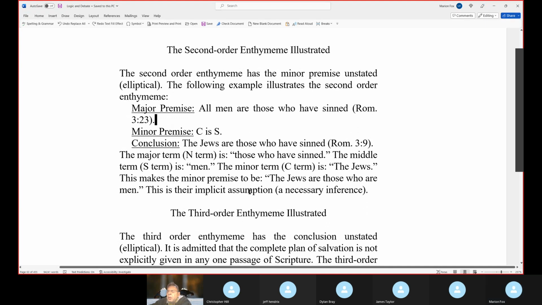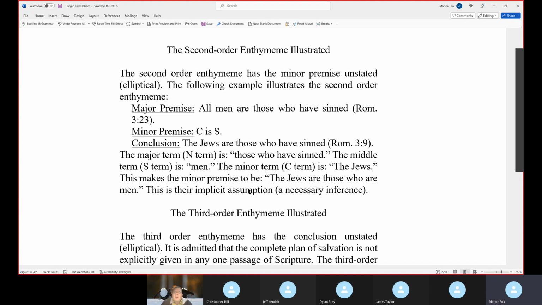And where the minor premise is suppressed, but the major premise and conclusion are there. So here we see in Romans 3:23, all men have sinned. And so here all have sinned, and we don't have a minor premise to it. The Jews are those who have sinned, Romans 3:9.